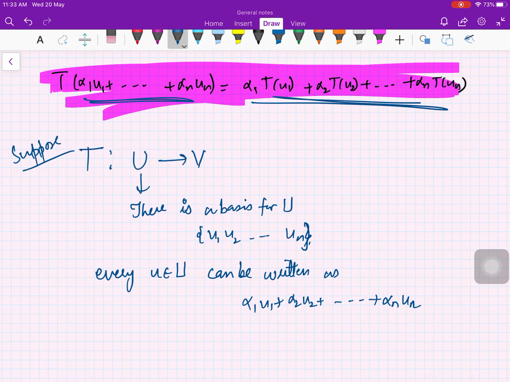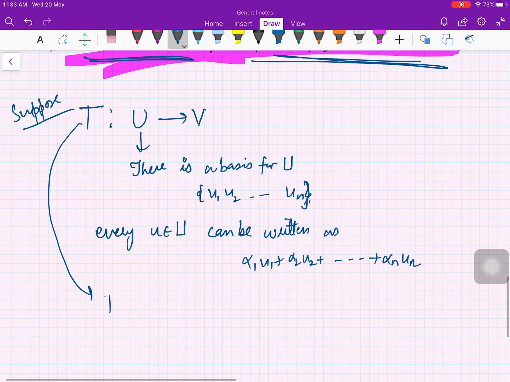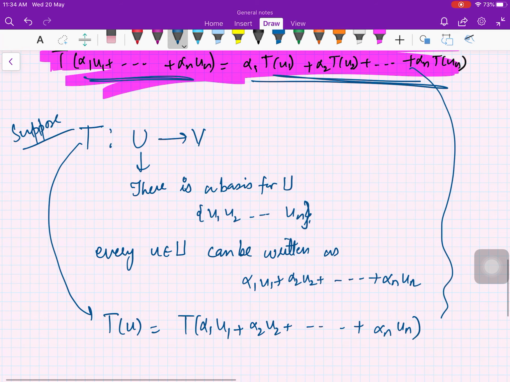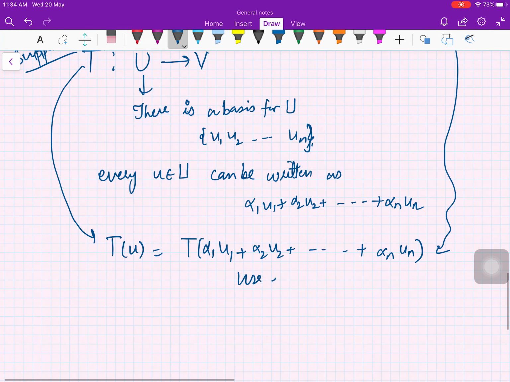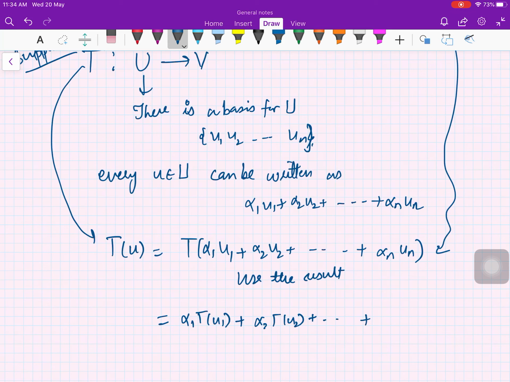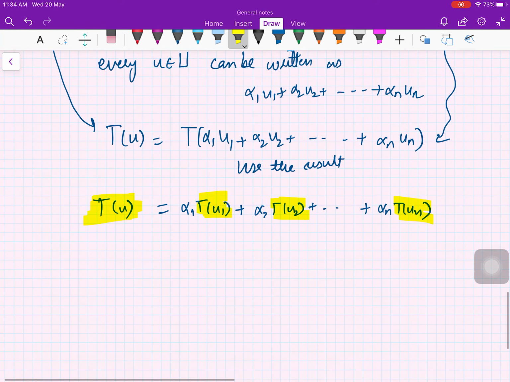So it means that when you apply this linear transformation T on u, you'll actually get T of alpha 1 u1 plus alpha 2 u2 plus so on alpha n un. Now use this result here. So this will be equal to alpha 1 T of u1 plus alpha 2 T of u2 plus so on alpha n T of un. Now you see what is happening: if you know the value of your linear transformation on u1, u2 and un, then you know the value of the linear transformation for every u.